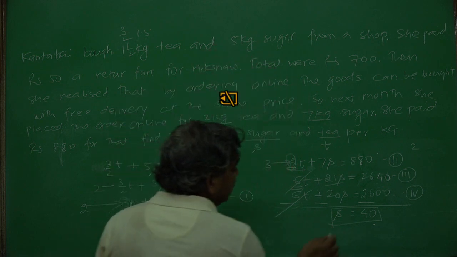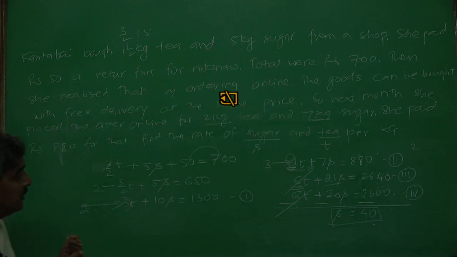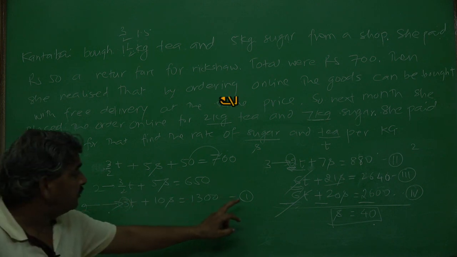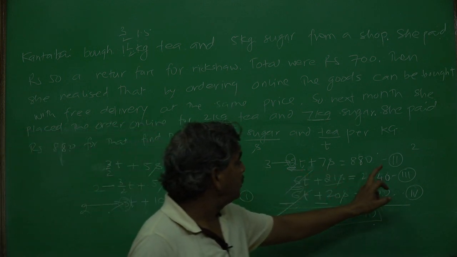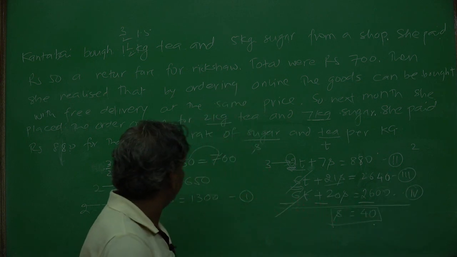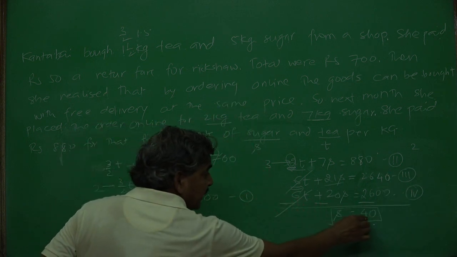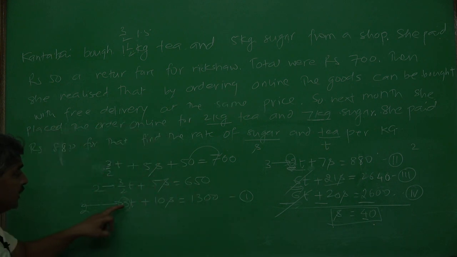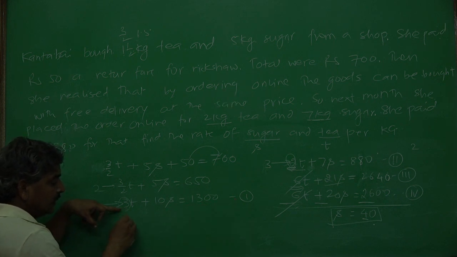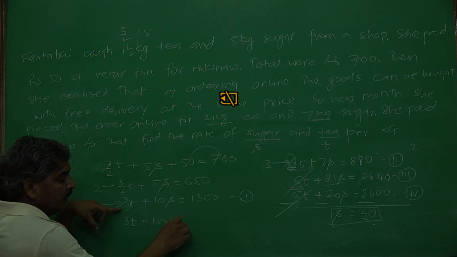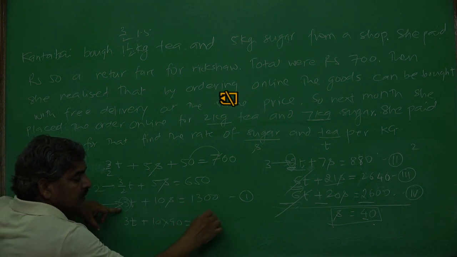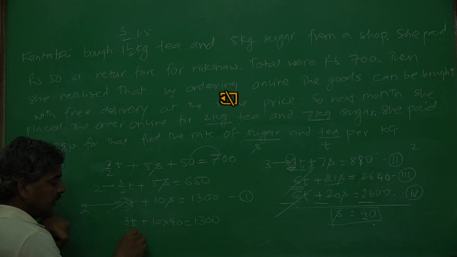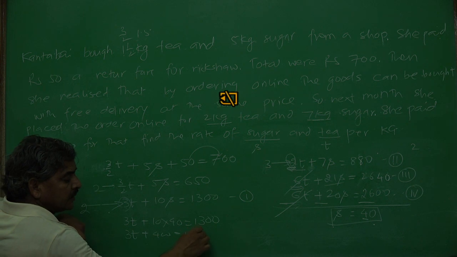Next, put this value of S in any one of the equations. Either substitute in equation 1 or in equation 2, whichever you feel suitable. Better to substitute this value of S in equation 1, that is better. If I substitute in 1, I get 3T plus 10 into 40 is equal to 1300. So 3T plus 400 is equal to 1300.